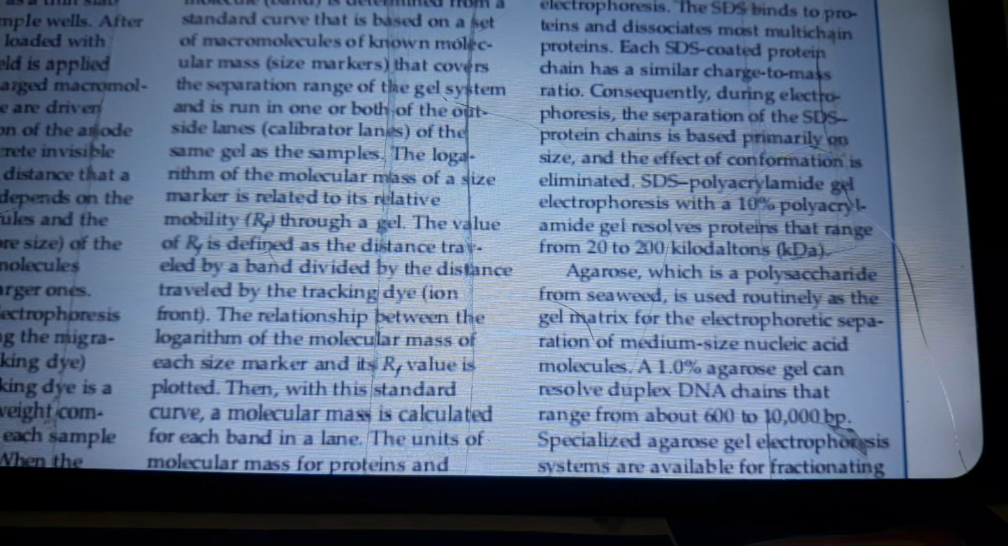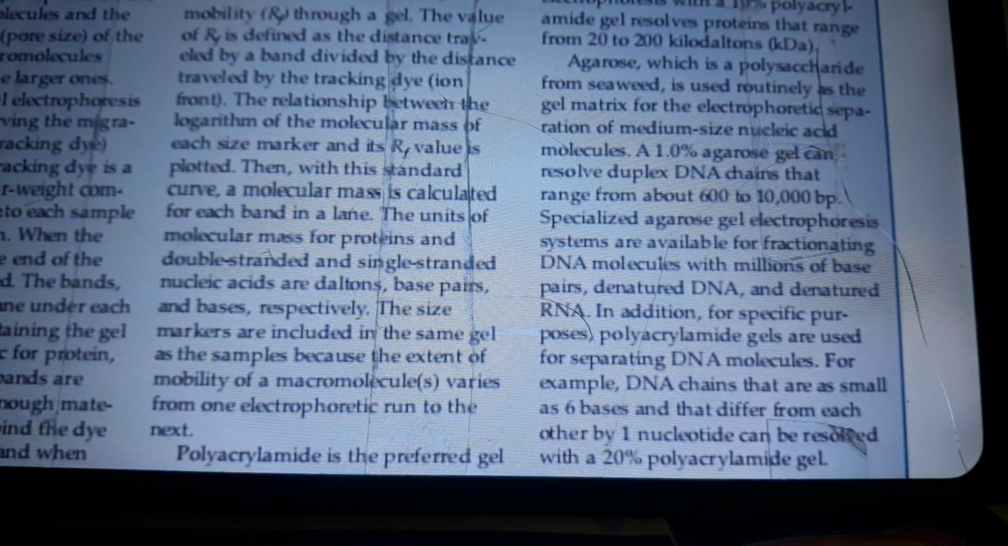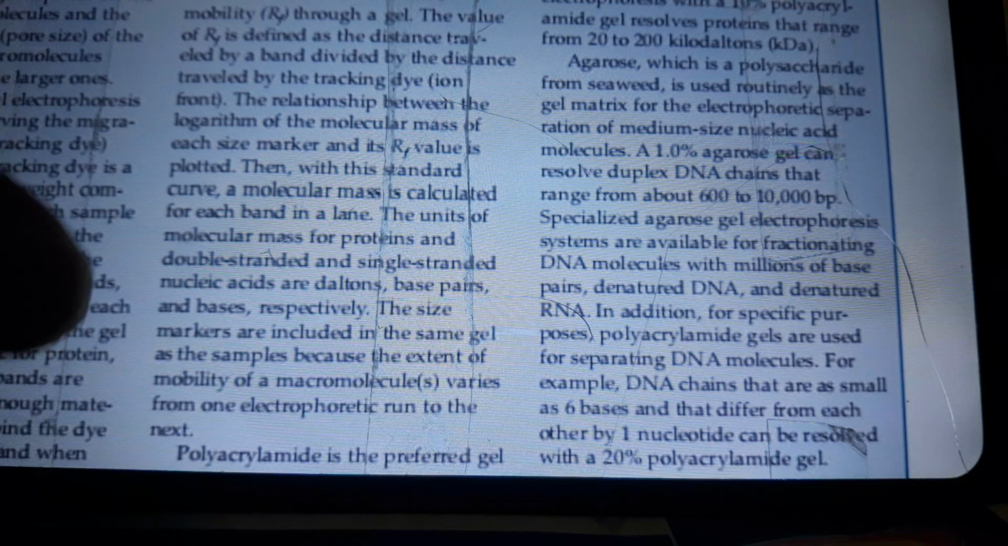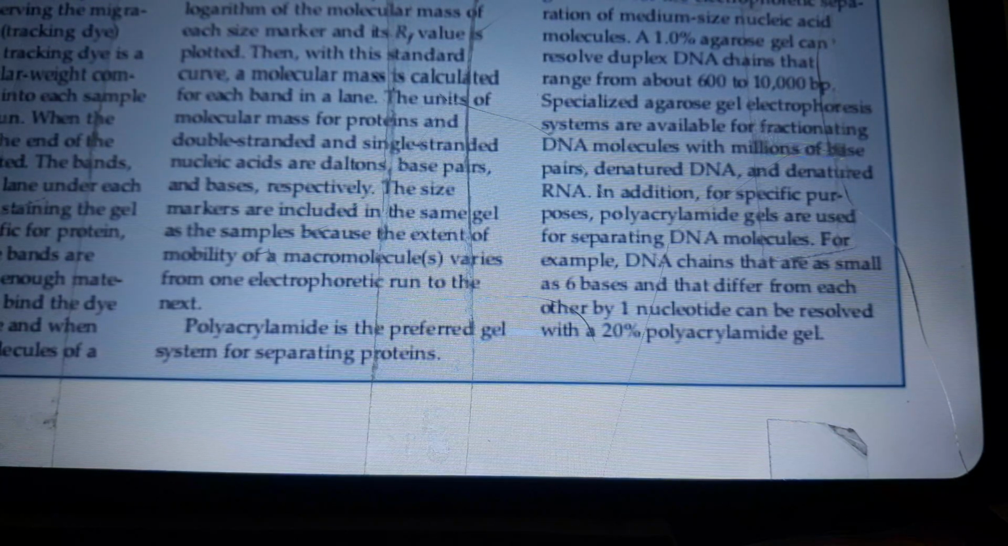The logarithm of the molecular mass of a size marker is related to its relative mobility, Rf, through a gel. The value of Rf is defined as the distance traveled by a band divided by the distance traveled by the tracking dye ion front. The relationship between the logarithm of the molecular mass of each size marker and its Rf value is plotted. Then, with the standard curve, a molecular mass is calculated for each band in a lane.